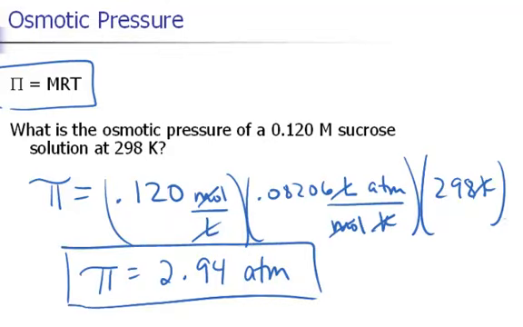Okay, and there are devices where you can measure the osmotic pressure, and one of the main purposes for measuring osmotic pressure is to determine the molecular weight of unknown proteins and whatnot, large molecules. It's much more accurate than doing it with vapor pressure, boiling point elevation or freezing point depression.